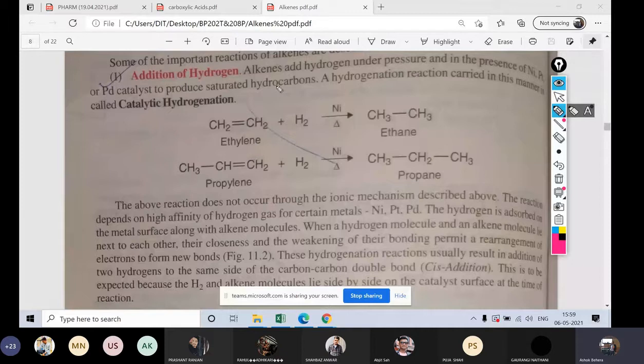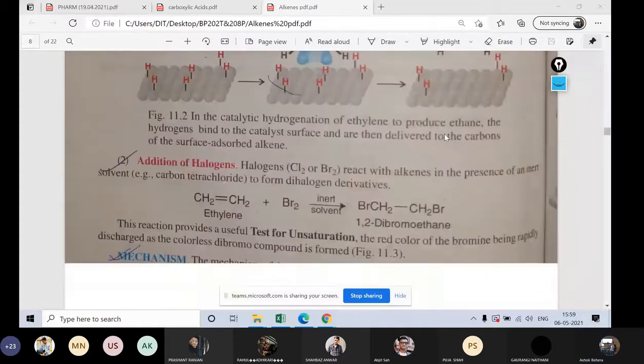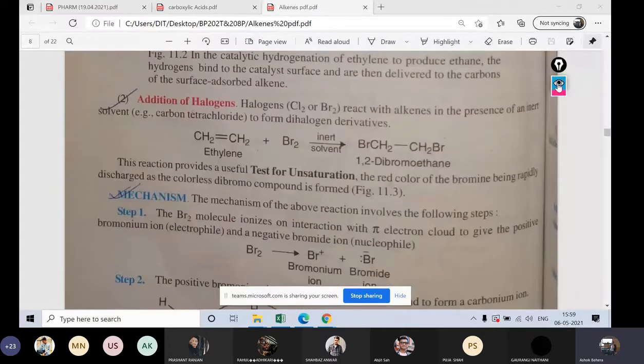Okay, so addition or reduction, please remember this. Next is addition of halogen. What is this? Addition of halogen.